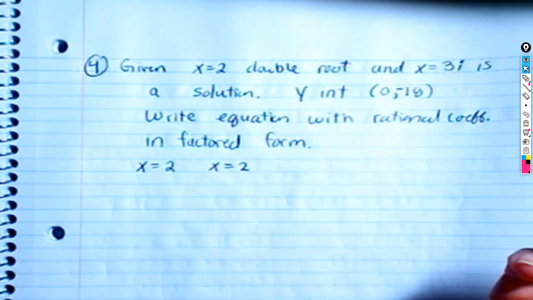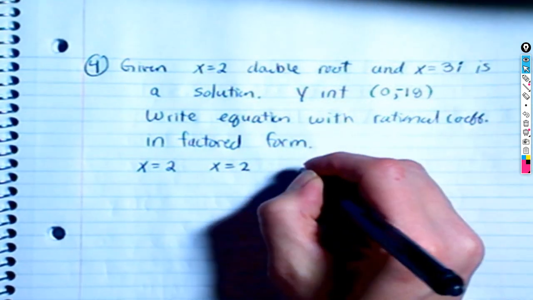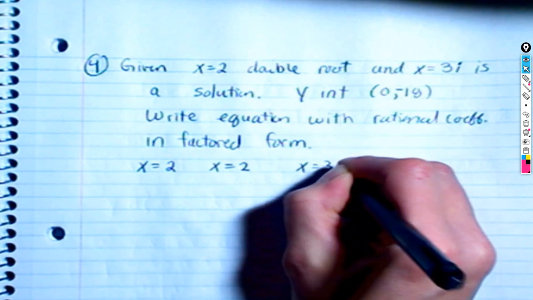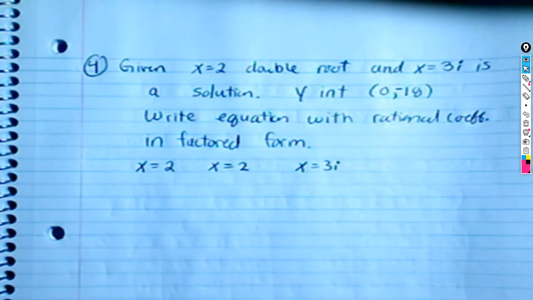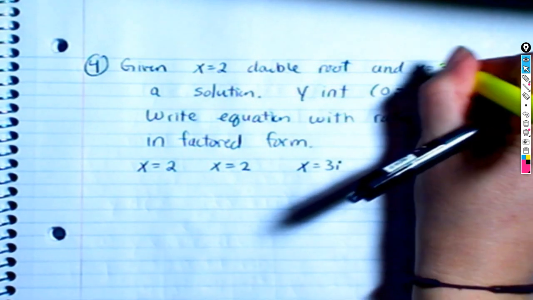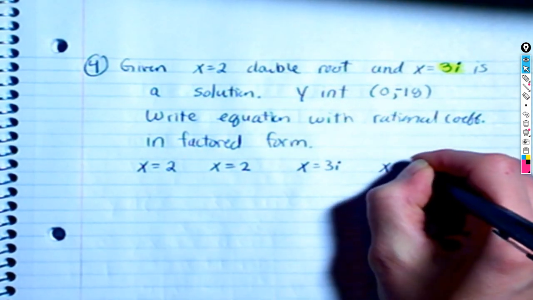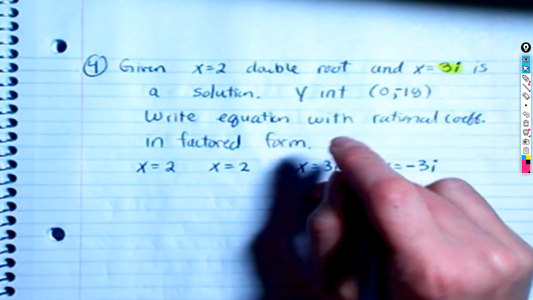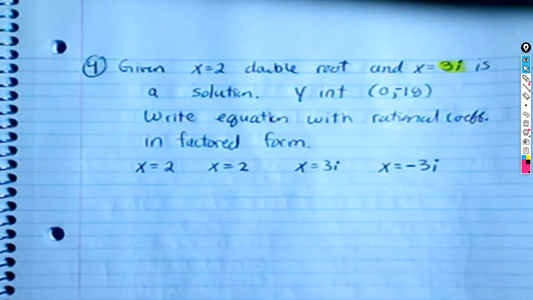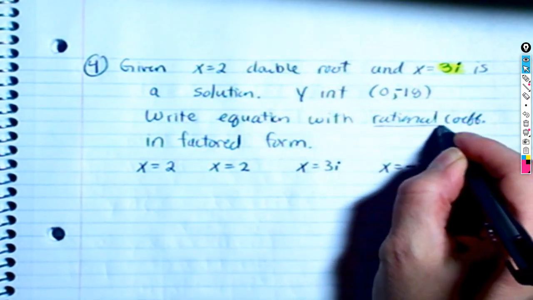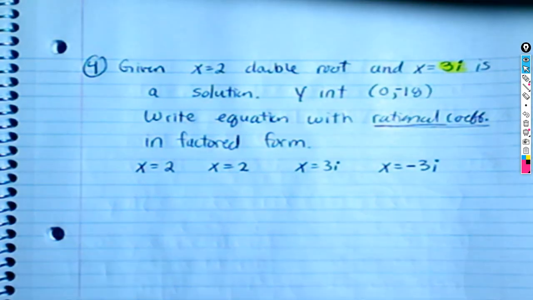Okay, let's start with x equals 2. Yeah, double means twice. X equals 3i. Oh, I better highlight that. That is an i. And so I automatically have to write in the conjugate. The reason we're including the conjugate is because I'm supposed to have rational coefficients. The only way to get rational coefficients is to have the conjugate.